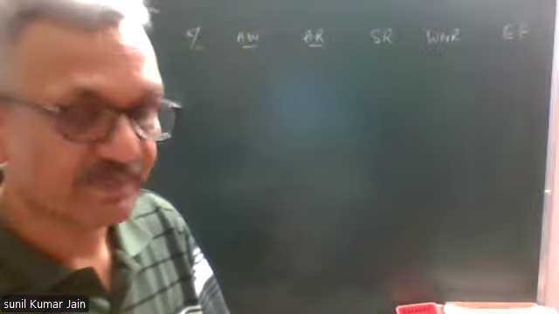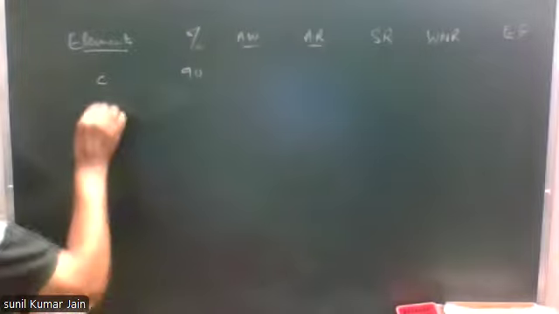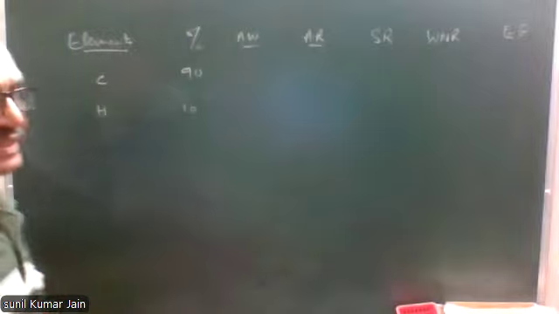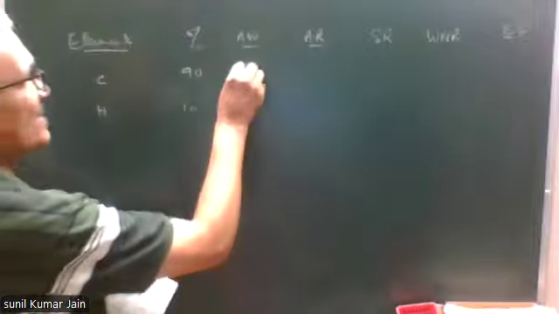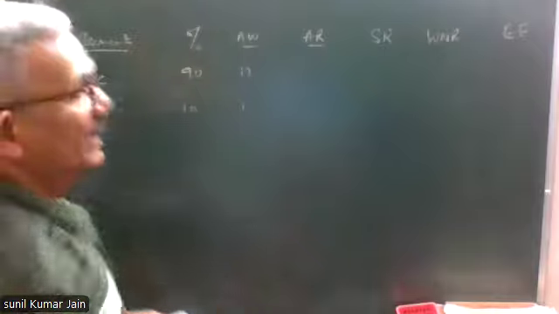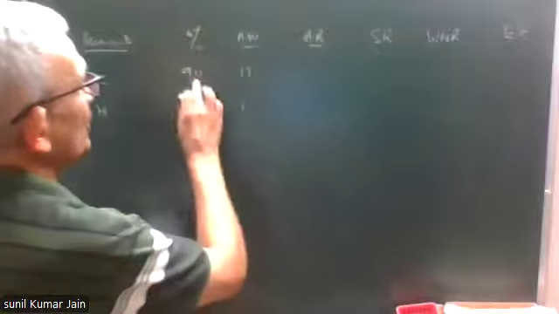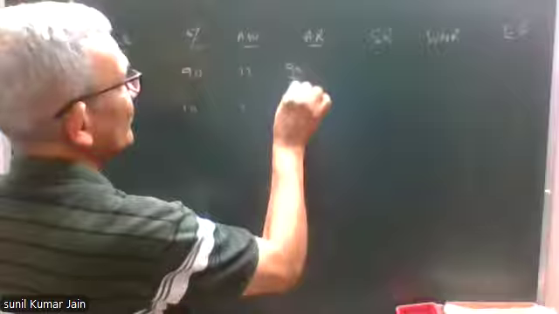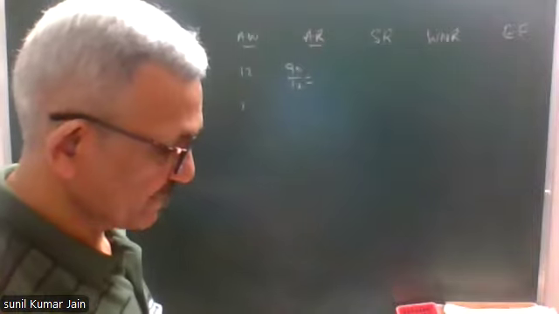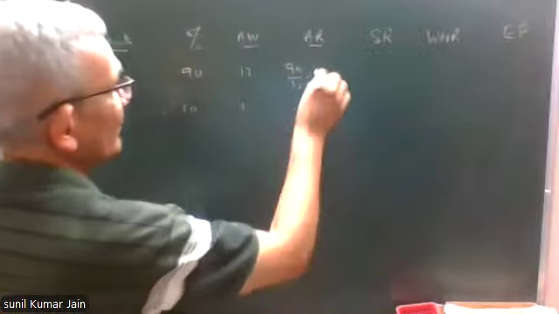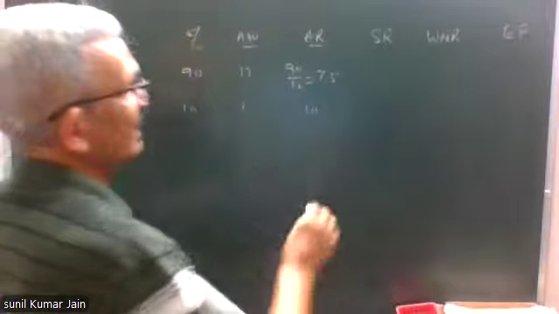It contains 90% carbon. It means carbon is 90%, hydrogen is 10%. It's a hydrocarbon, it means no other element is present. Atomic weights are 12 and 1. Atomic ratio is percentage divided by atomic weight. So 90 divided by 12 will be 7.5. And 10 divided by 1 will come 10.